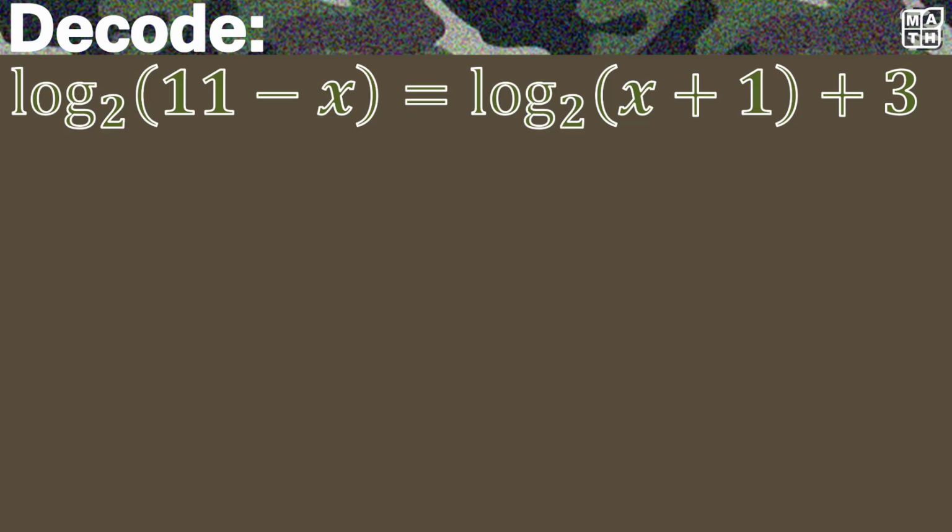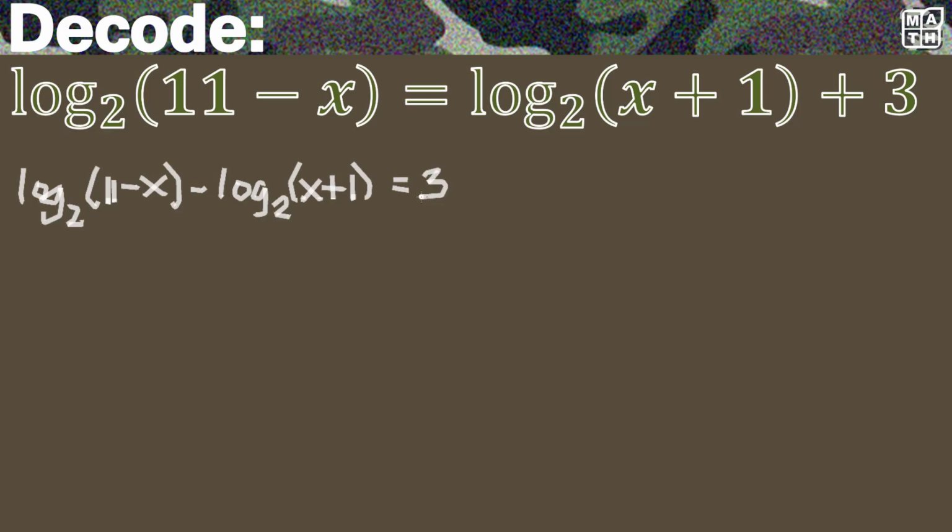Let's choose the left-hand side and we'll have this form. Let's subtract both sides by the logarithm of x plus 1 to the base 2. This would mean we will have here the logarithm of the quantity 11 minus x to the base 2, and then we subtract the logarithm of the quantity x plus 1 to the base 2. This would be equal to 3. Again, we just simply subtracted both sides by the logarithm of x plus 1 to the base 2.